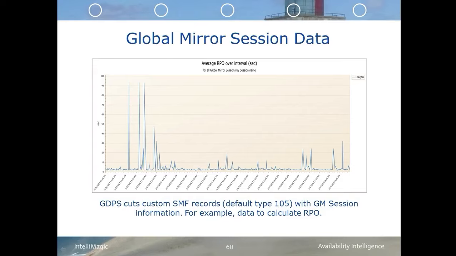IBM Global Mirror is an asynchronous replication method. With Global Mirror, statistics such as the recovery point objective, or RPO, may need to be watched carefully. Global Mirror data is not reported to SMF natively, but this is possible for those running Geographically Dispersed Parallel Sysplex, or GDPS. GDPS can cut a custom SMF record, by default type 105, that includes GM session data, including RPO, as seen in this example. IntelliMagic Vision can digest GDPS records and produce numerous reports.